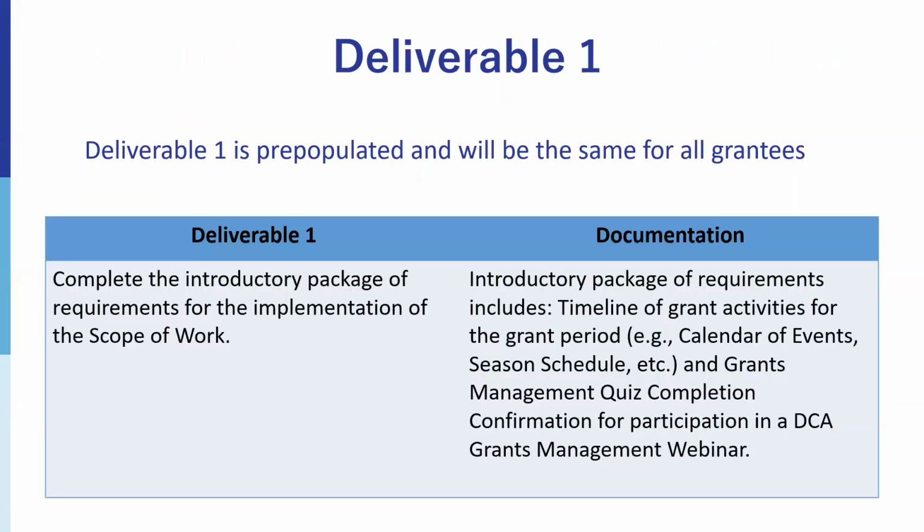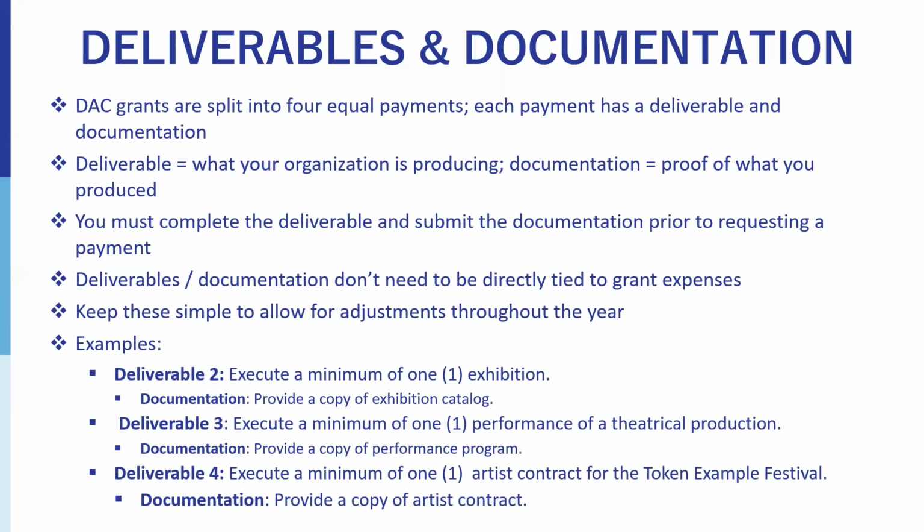You can check your application to see what activities you said you would complete and use those as deliverables. But because a deliverable is about what you produced, deliverables and documentation don't need to be a direct reflection of your budget. For example, lots of organizations use their grant award for, let's say, paying their executive director. And that's perfectly fine. But at the same time, you didn't receive this grant to pay your director. You received this grant to produce arts and cultural programming in Florida. Your director is a necessary part of creating that program, but they're not the purpose.